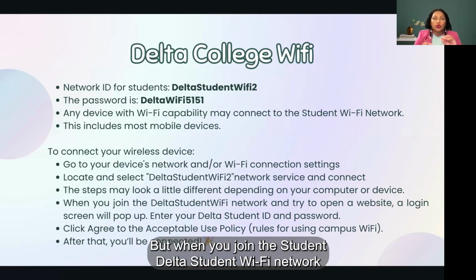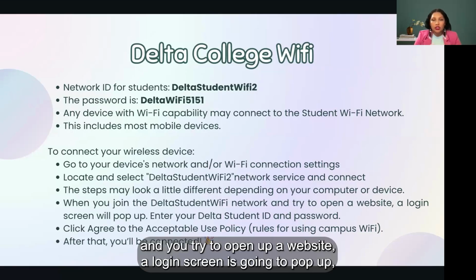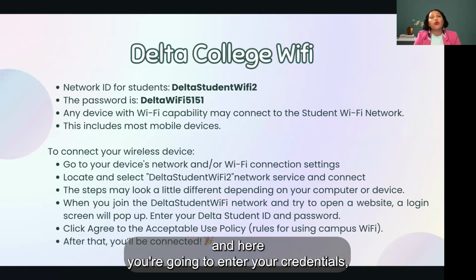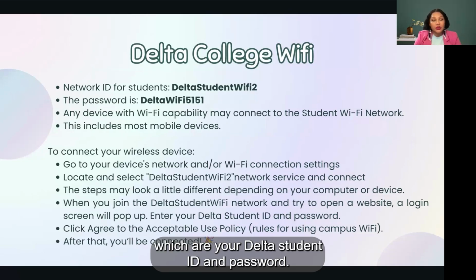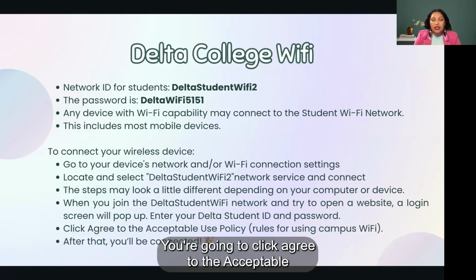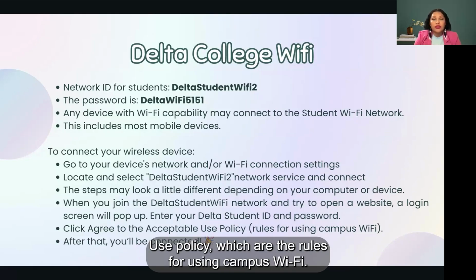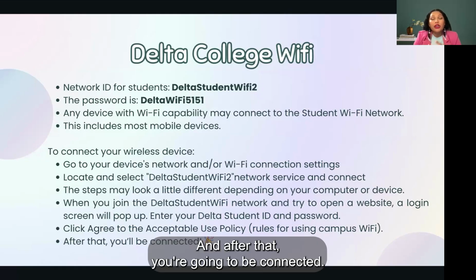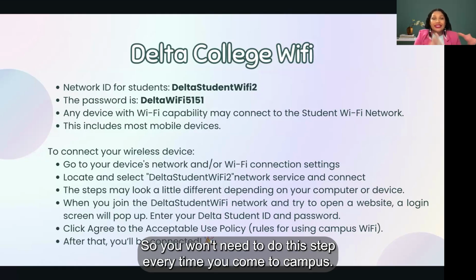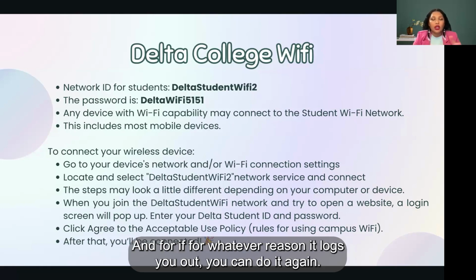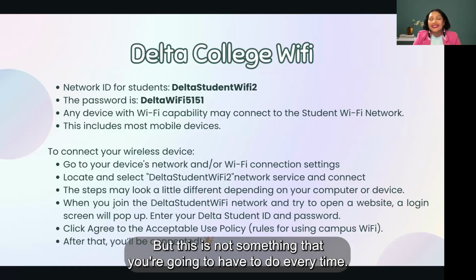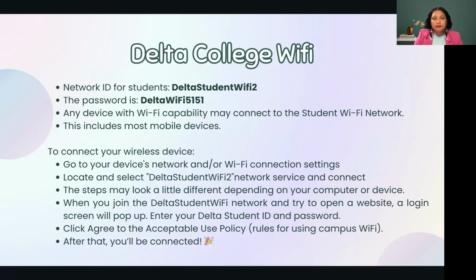But when you join the DeltaStudentWiFi network and you try to open up a website, a login screen is going to pop up. And here you're going to enter your credentials, which are your Delta student ID and password. You're going to click agree to the acceptable use policy, which are the rules for using campus Wi-Fi. And after that, you're going to be connected. So you won't need to do this step every time you come to campus, because once you do that, it should remember your device. And for whatever reason it logs you out, you can do it again, but this is not something that you're going to have to do every time.